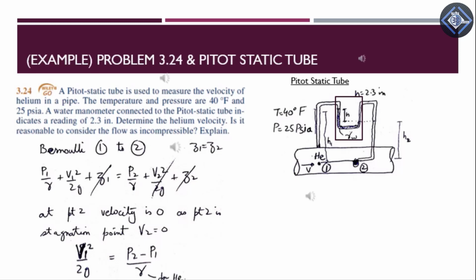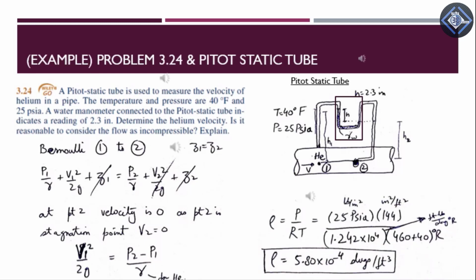So the Bernoulli equation simplifies to that, which now appears on your screen as v1 square over 2g is equal to p2 minus p1 over gamma, where v1 is the velocity of helium at point 1, and p2 minus p1 is the pressure difference, which we know because a U-shaped manometer is connected to points 1 and 2. We need to find out the specific gravity of helium, gamma, as we know the absolute pressure and temperature of helium flowing inside the pipe.